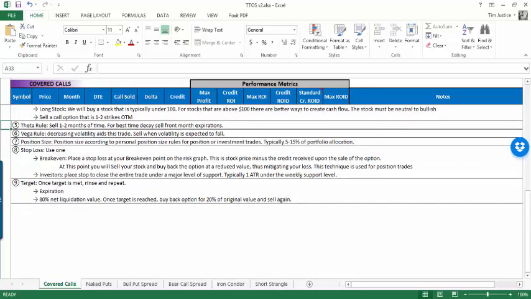The Vega rule. You look for volatility to drop. We're not going to get into that too much today, but usually if implied volatility is higher and you sell it and it comes down, it will benefit your position. Position size is usually around 5 to 15% of portfolio allocation.